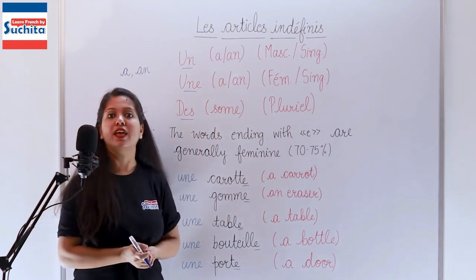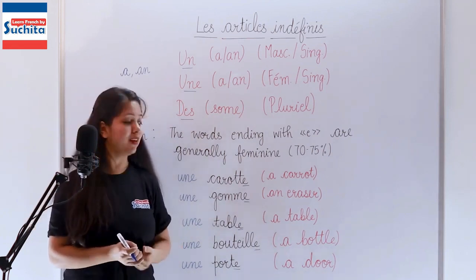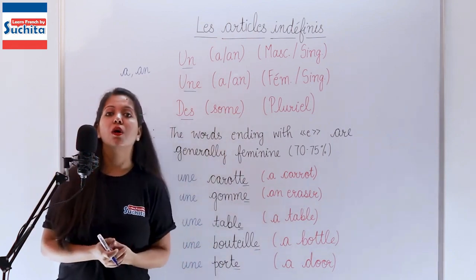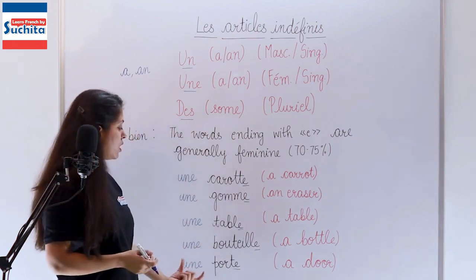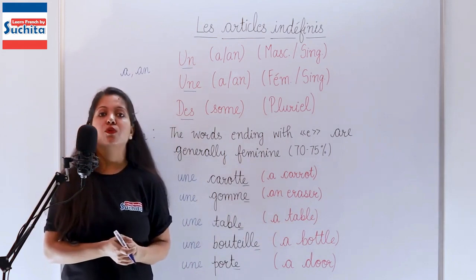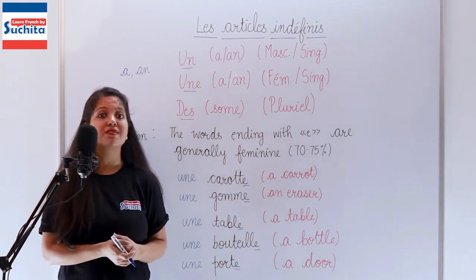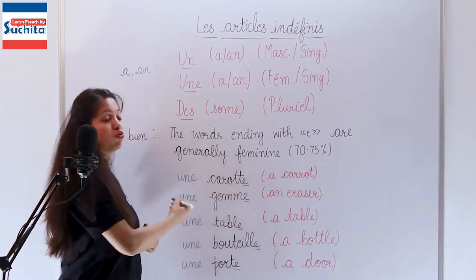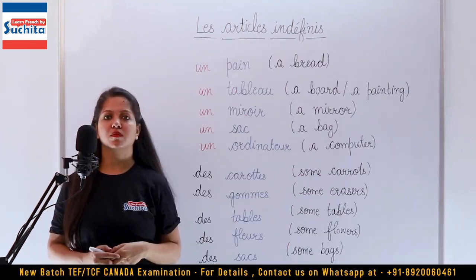Une bouteille. Again, it ends with E, so we put une. And the meaning comes out to be a bottle. Une porte, that means a door. All of them again are ending with E, so I have put une in front of all of them.